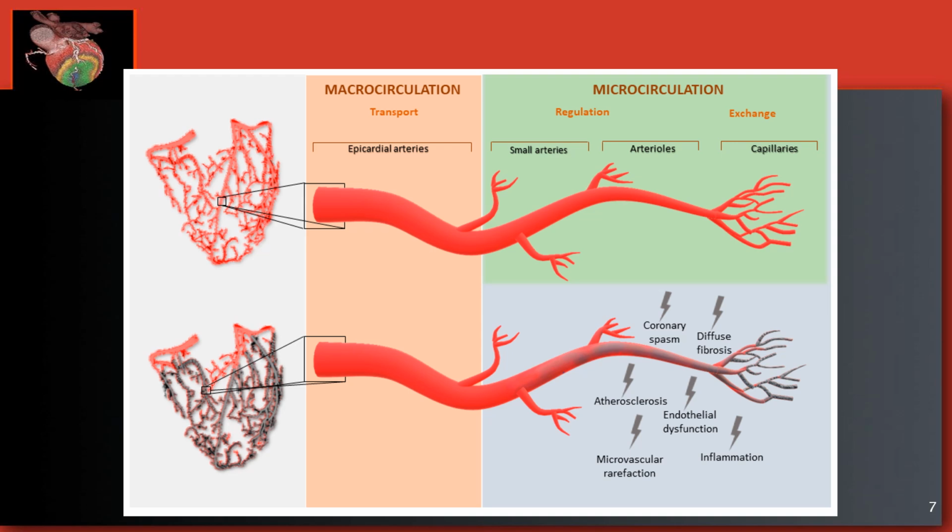I realize that microvascular rarefaction might be a new term. If that is a new term for you, that is the loss of capillaries and arterioles in microcirculation. It doesn't just happen within the heart, it can happen in the brain or other organs as well, but it is a hallmark of chronic disease, and it is also a hallmark of hypertension when it happens in the microvasculature of the heart.